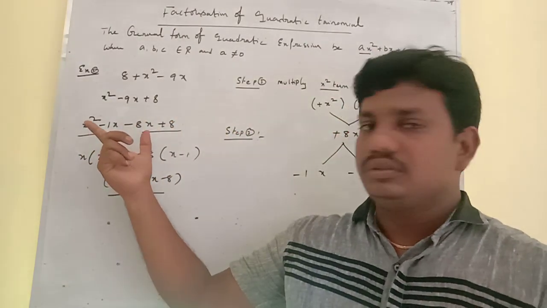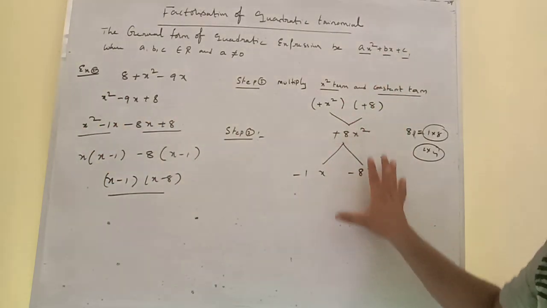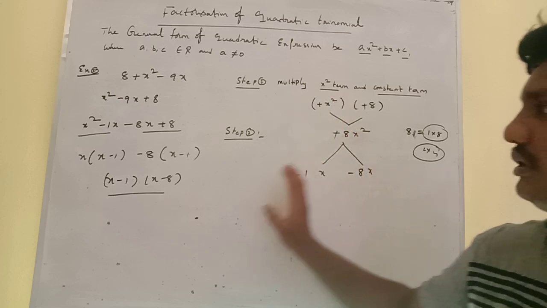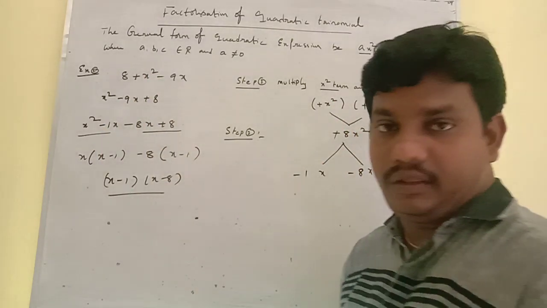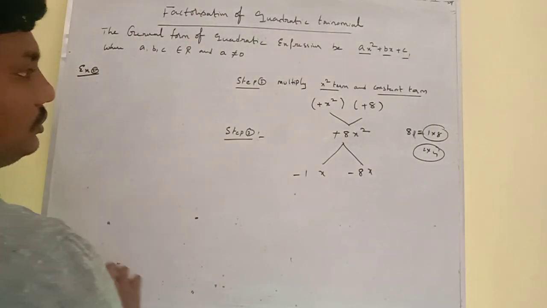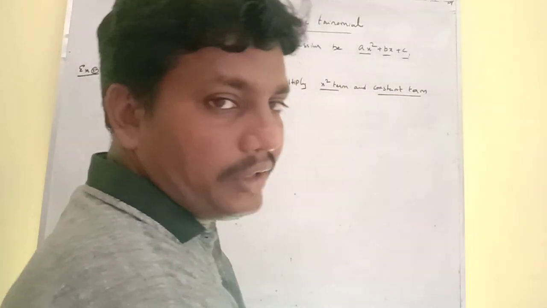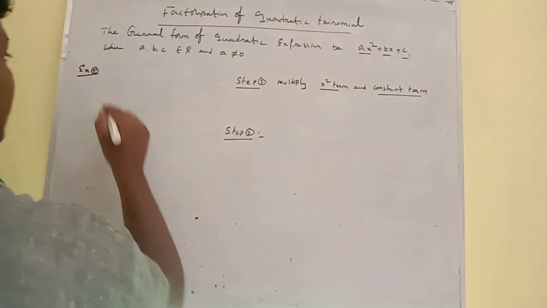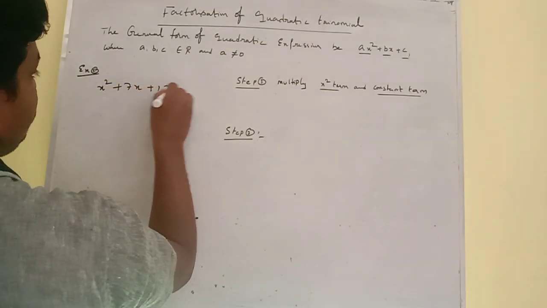So what are the conditions for how to split the middle term into two terms? This is the condition, step 1 and step 2. In these two steps we are going to convert this. Now for better understanding we are going to another example. Students, observe carefully, this is a very important process. Now this is x square plus 7x plus 12.